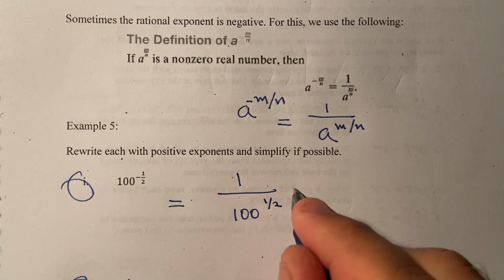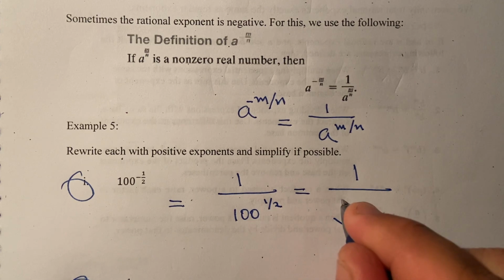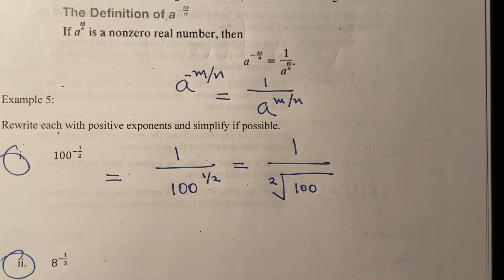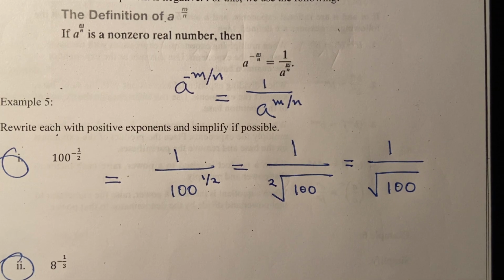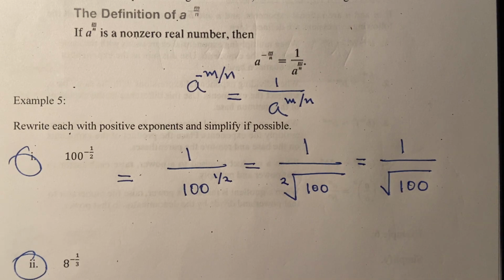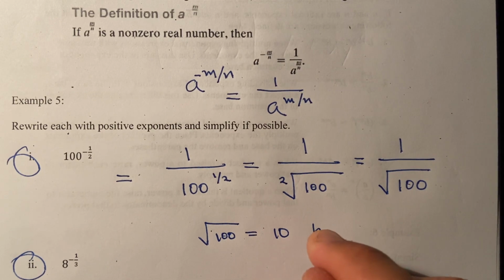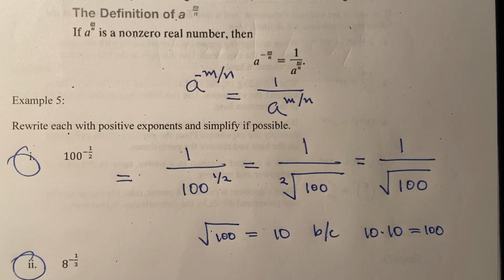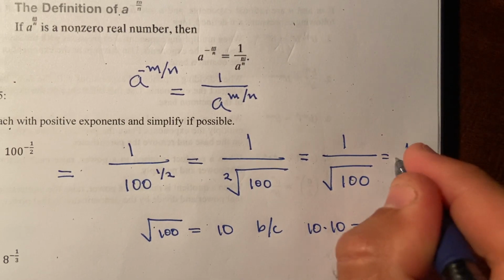The square root can be written, right? We have a 1/2 power, so I can write that as a square root of 100. For square roots, we typically don't write that 2, so this would be the same. And I know the square root of 100 is 10 because 10 times 10 is 100. So I can write 1/10.